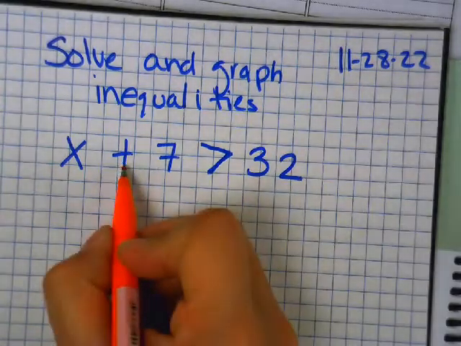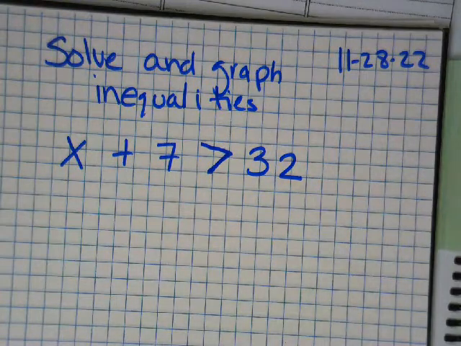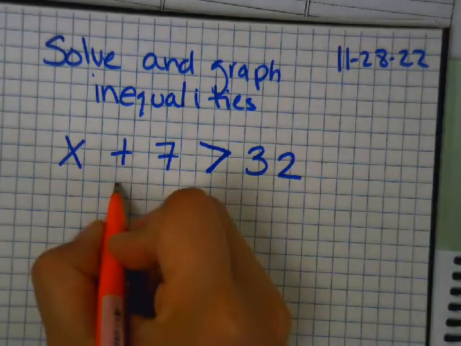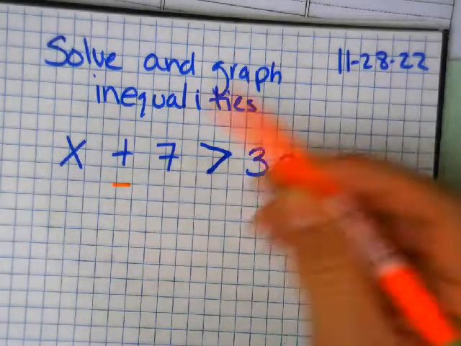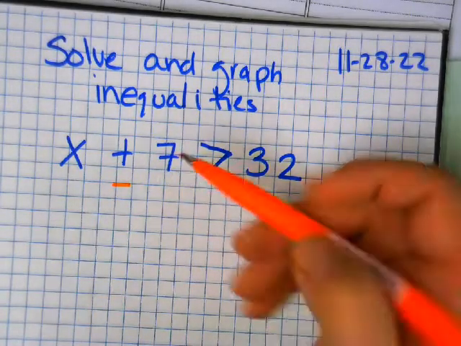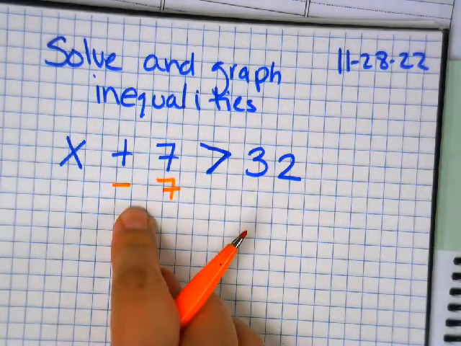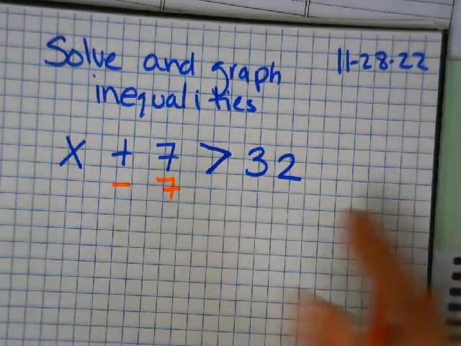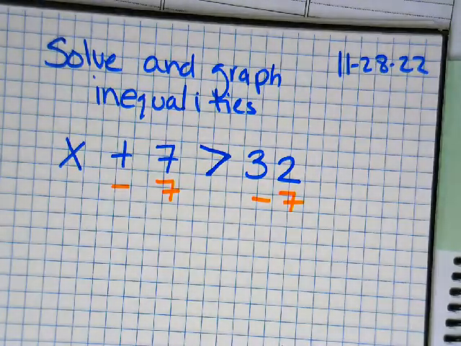So, you see how it says a plus sign right here? You have to do the opposite. So, what's the opposite of a plus sign? I need to see how you're subtracting, because these are the opposite operations, and this number stays exactly the same. So, we're going to subtract 7. Now, if I subtract 7 from this side, I have to subtract 7 from the other side. So, you're canceling it out.